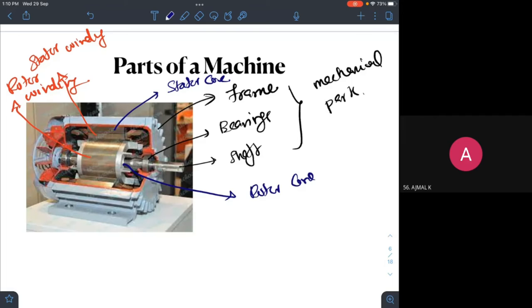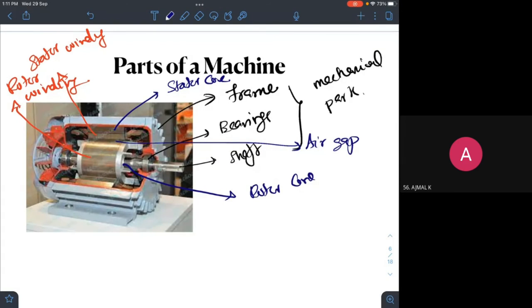There is one more thing in your magnetic circuit. In between the stator and rotor, you will have a small air gap, and that also we have to consider. So these are the major parts of a machine. If you take any machine, whether it's DC, AC or induction, you will have these major parts.